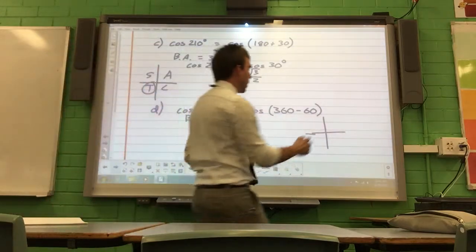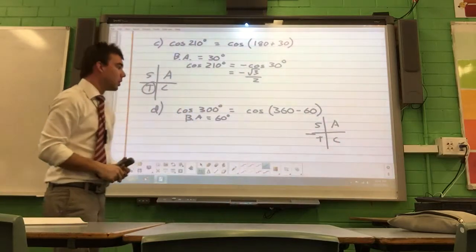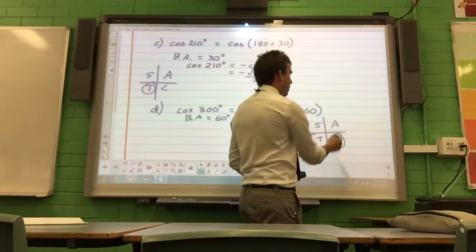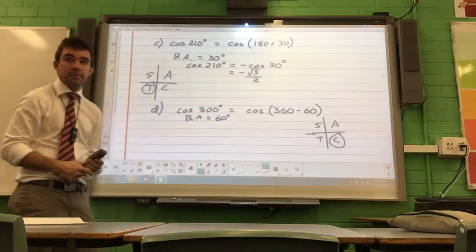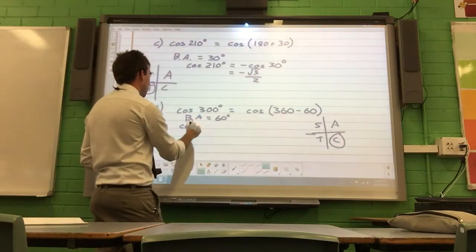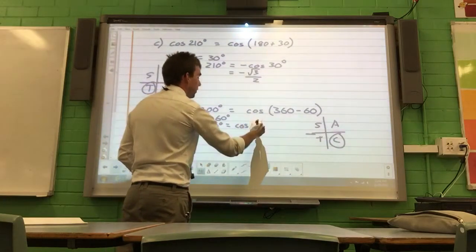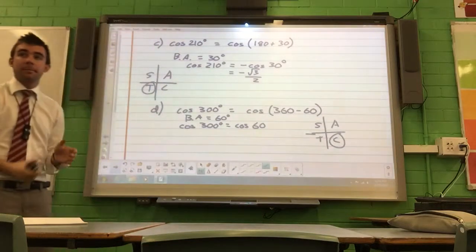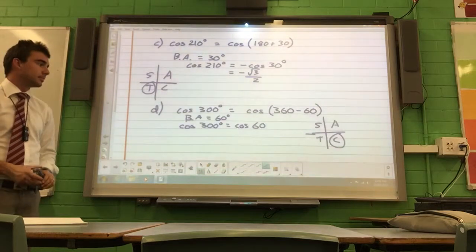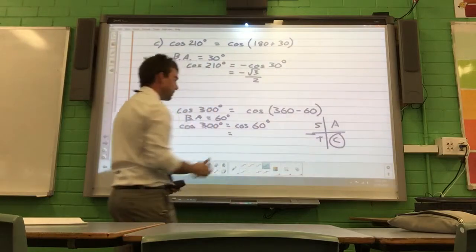Alright, you then draw your number plane. All students take calculus. Alright, so we're on the fourth quadrant for an angle of 300, and cos is positive. So when cos is positive, cos of 300 degrees is going to be the same as cos of the basic angle in the first quadrant. Alright, so what is cos of 60?